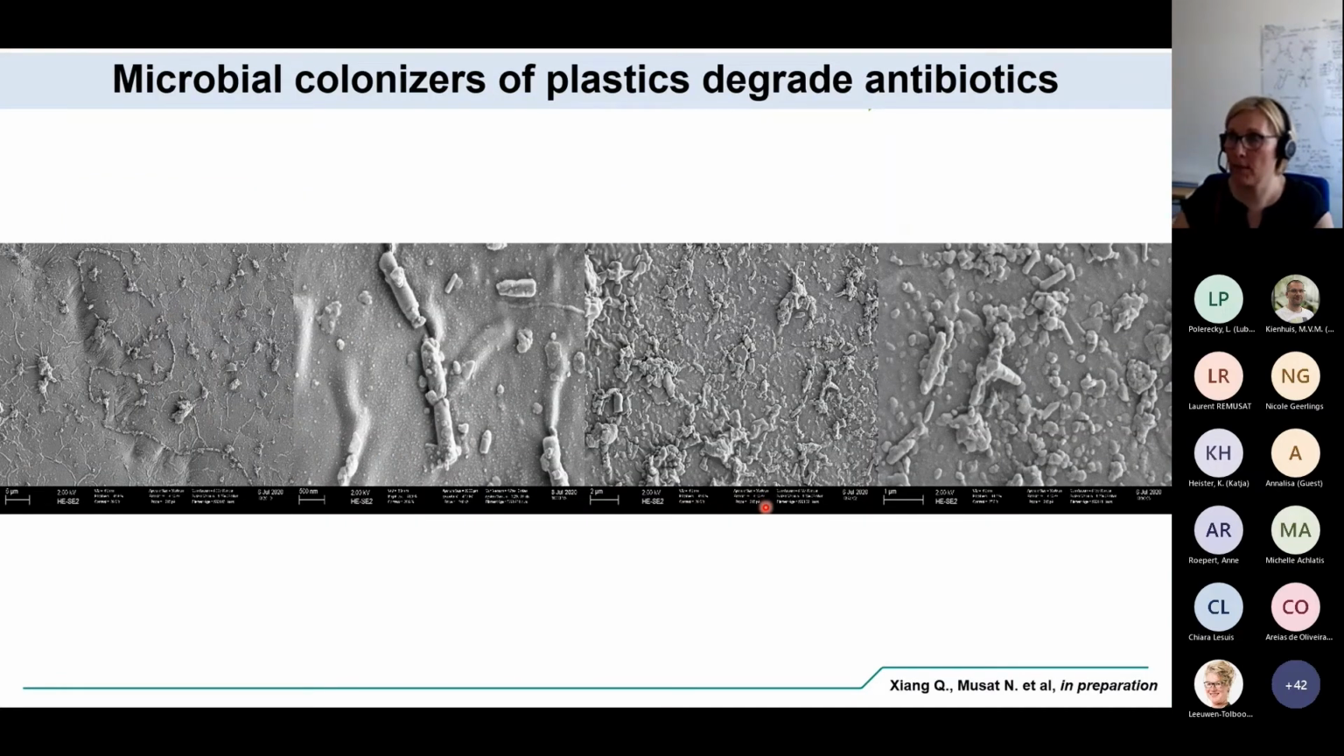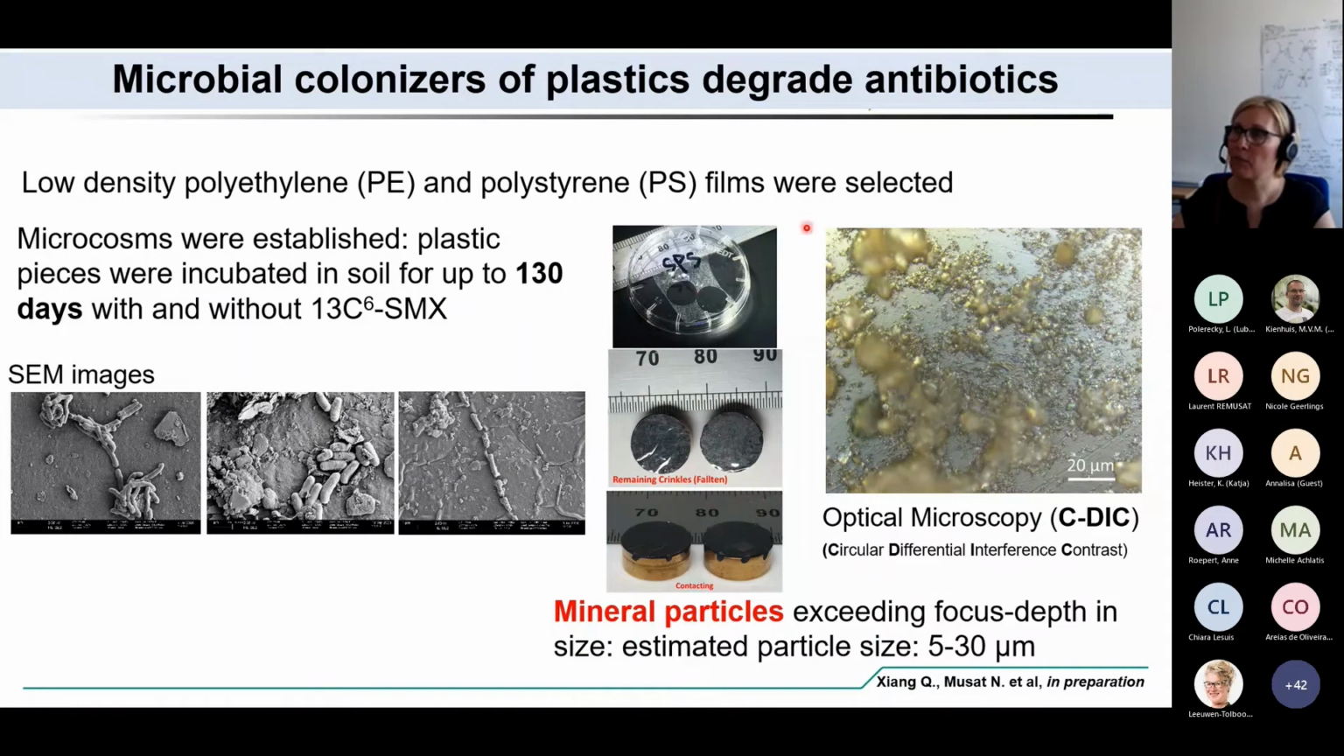Now I would like to go further to the microbial colonizers of plastics. This is also unpublished work. Here we were interested to look at how native microorganisms from soils will colonize plastics, and if these microorganisms that are forming biofilms on plastic are also able to degrade antibiotics. This is in view of the environmental contamination we face right now, with plastics as well as antibiotics. So what we did here is to choose two different types of plastics and set up microcosm experiments for 130 days, so quite a long time, with a labeled sulfamethoxazole, which is an antibiotic.